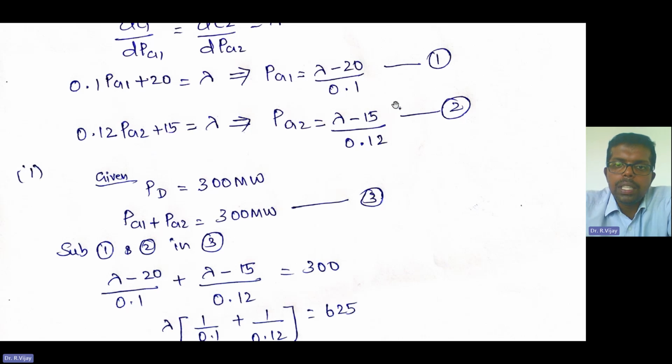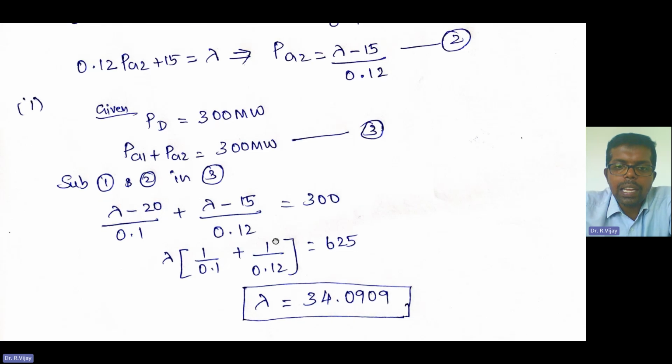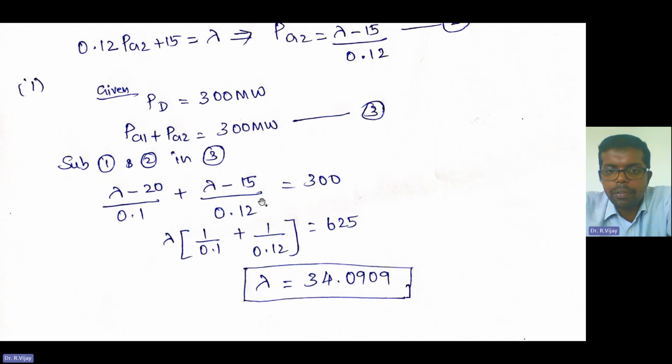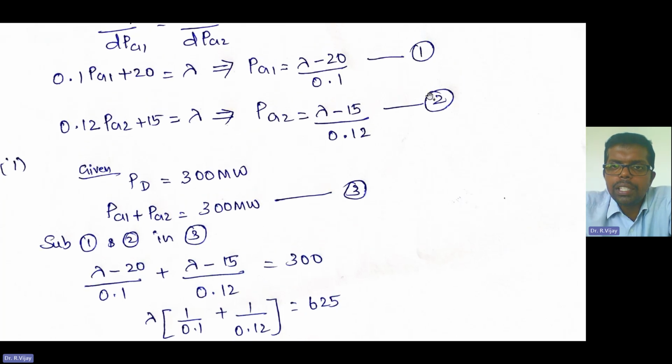Take this as equation number 3. Now we substitute PG1 and PG2 from equations 1 and 2 into equation 3, and from that we calculate lambda. Take your scientific calculator, simplify it. We are getting lambda equal to 34.0909. Tell me in the comments whether you are getting the same answer or not. Now from this lambda, substitute into equations 1 and 2, and you will easily get PG1 and PG2.